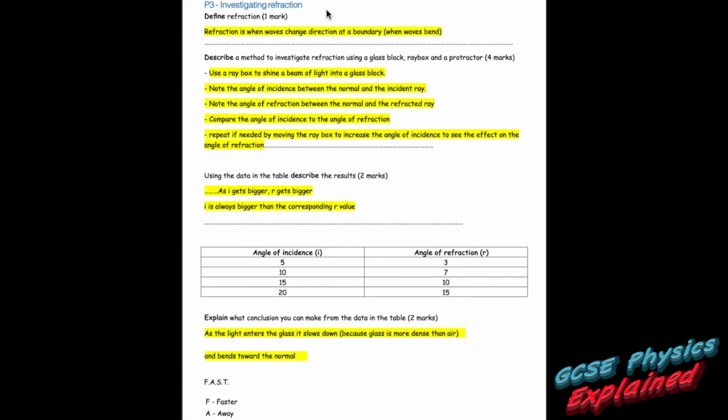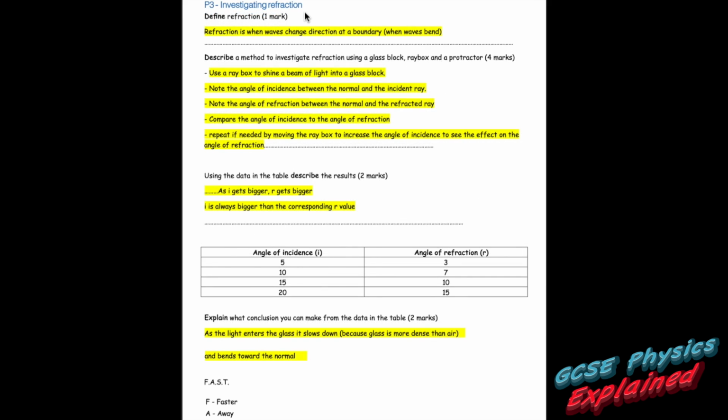And here's the next core practical. Pause the video if you'd like to have a go before I show you the answers. And remember, this is just an example of the type of questions you might get for this particular core practical. And here are the answers.